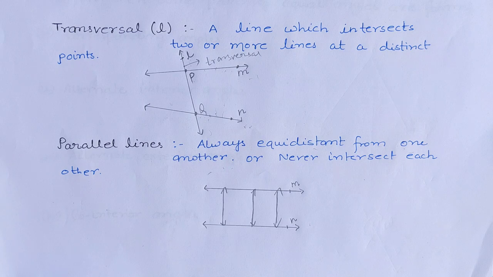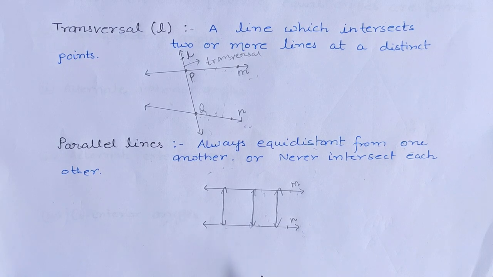Or in another way, how can we define parallel lines? We can say two lines are parallel if they never intersect each other. See, this line M and this line N will never intersect each other because the distance between these two lines is the same everywhere. So we can define parallel lines either by saying they are always equidistant from one another, or that they never intersect each other.